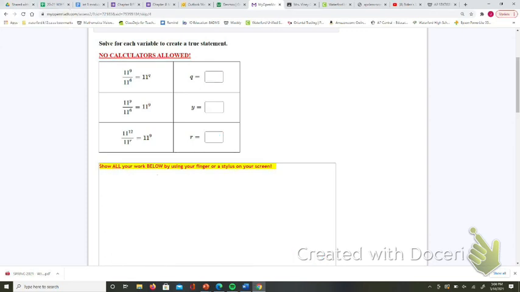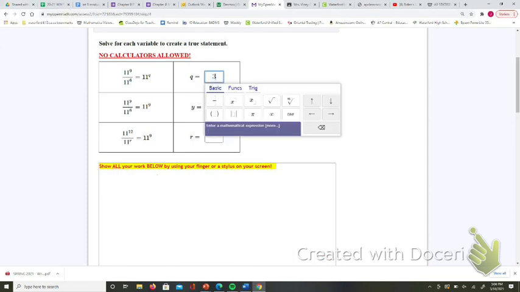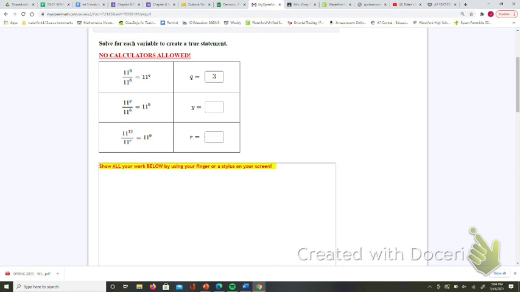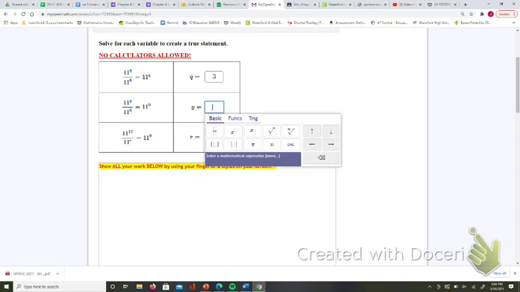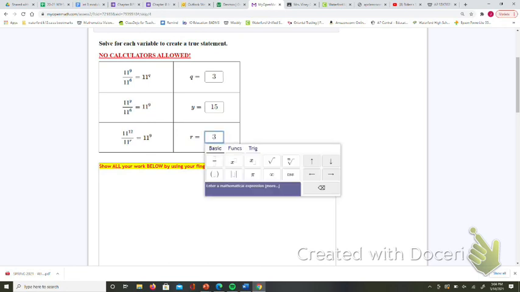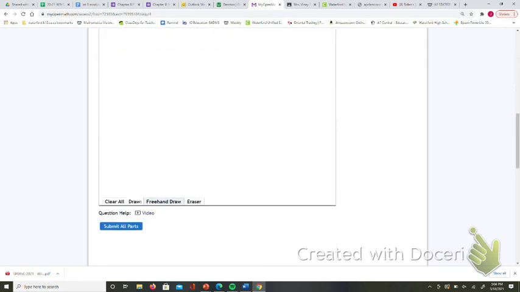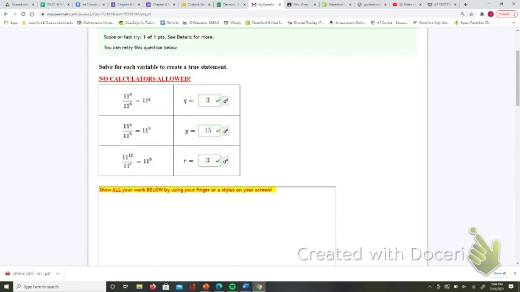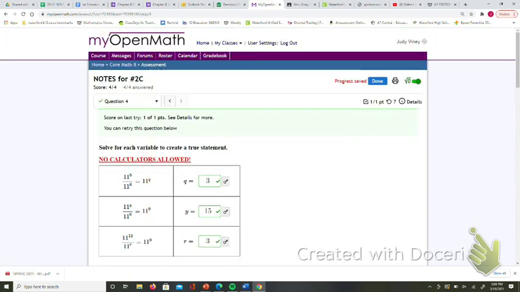So for the first one, the q equaled 3. For the second one, the y equaled 15. And for the third one, the r was 3. And then we submit. And now you're ready to go do homework 2C in Unit 5.